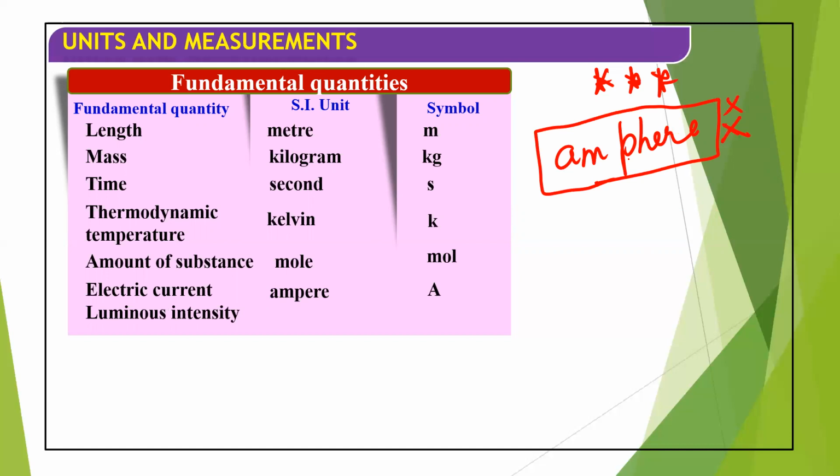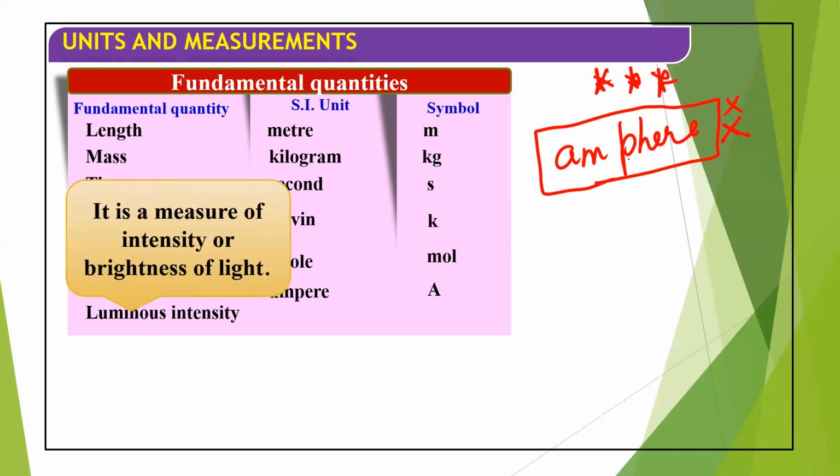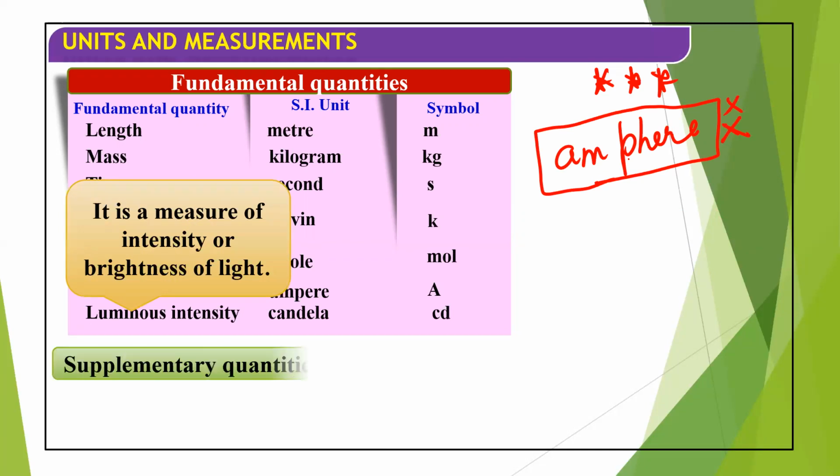Basically, it tells you how bright a light is. Okay, so you can see here, it's a measure of intensity or brightness of light. And the SI unit is candela, and the symbol is CD. Okay, so my dear students, these are the 7 fundamental physical quantities.